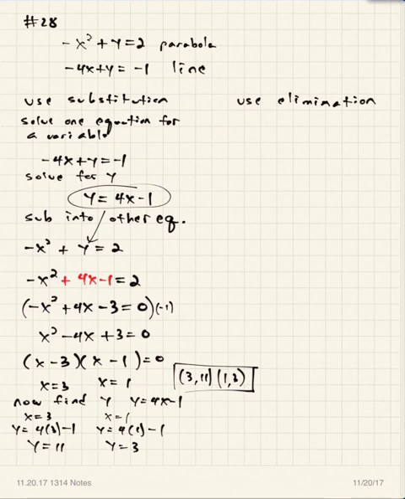All right, so this was using substitution. Now let's use elimination, because there are like terms between the 2 equations. And so let's see if we can use elimination to solve this system, and let's see which method works out better. So I have negative x squared plus y equals 2.